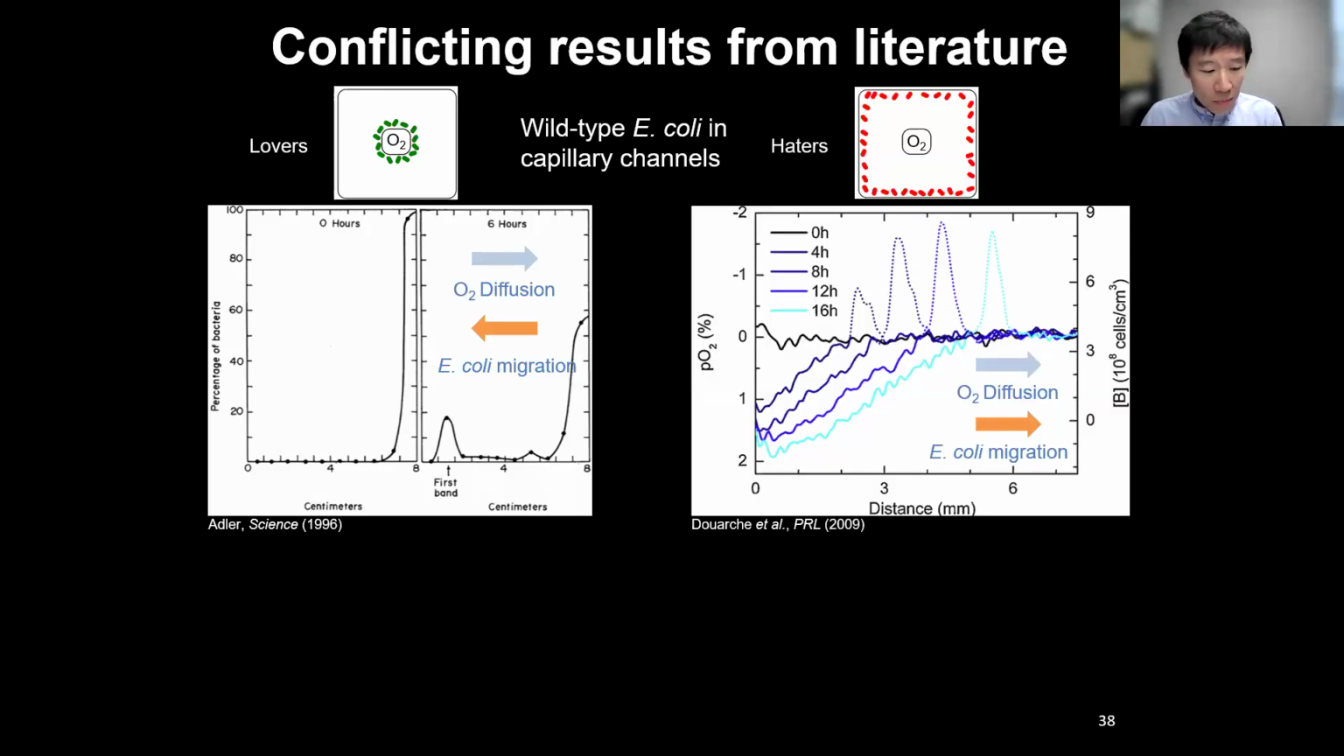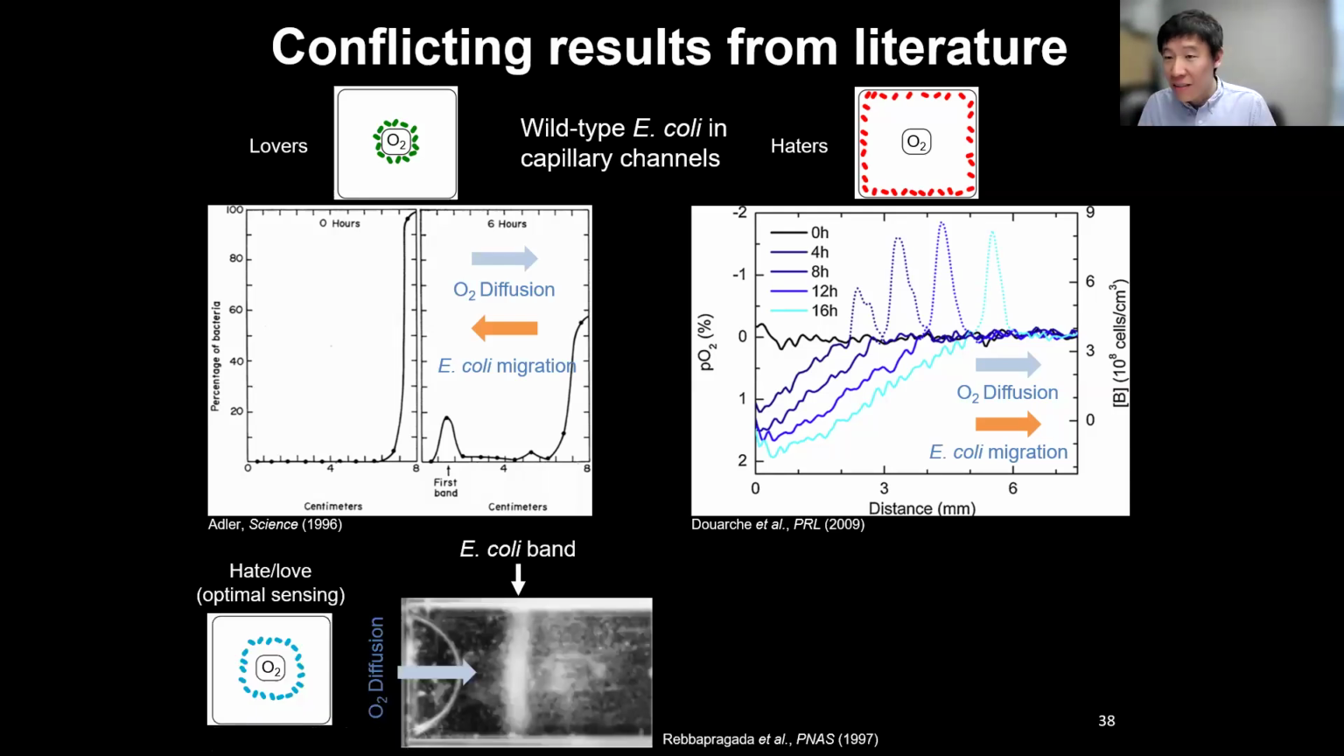But there's some relatively more recent work by Liebschaber. They published a PRL in 2009 with almost similar geometry, but what they found is the opposite. As you can see here, as time goes on, the interface is at x equals 0 on the left, but bacteria move away from the interface. So it's as if bacteria really hate oxygen. They're going away from oxygen.